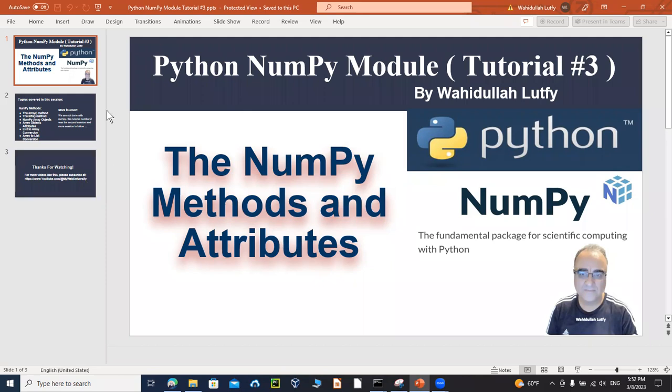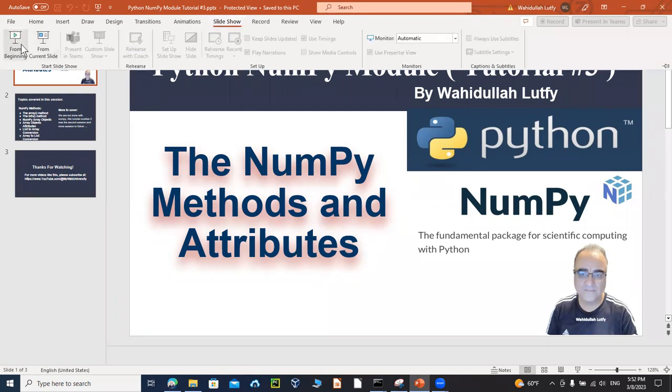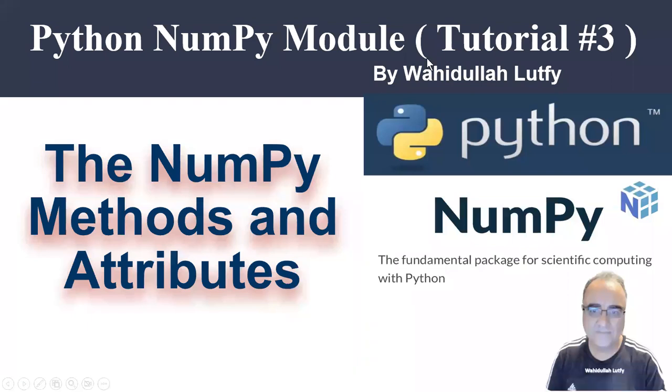It's only 3 pages because I'm going to show everything on the actual Jupyter Lab notebook. I'm going to do a slideshow here first to show you what we have on tutorial number 3. It is the Python NumPy module, tutorial number 3. You should look at tutorials 1 and 2, which I already posted, first, because tutorial 1 introduces NumPy, and tutorial 2 introduces about 6 methods and all those details.